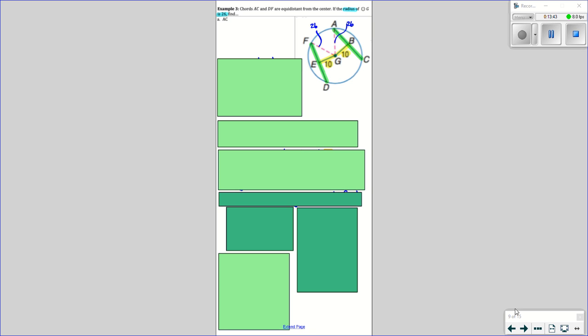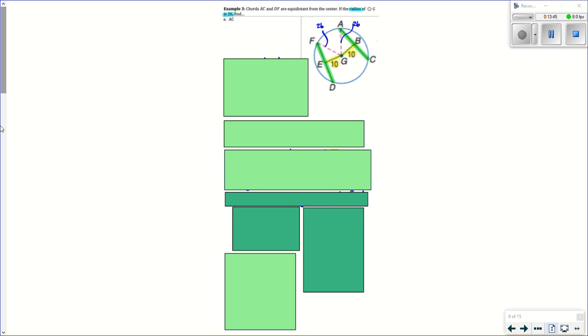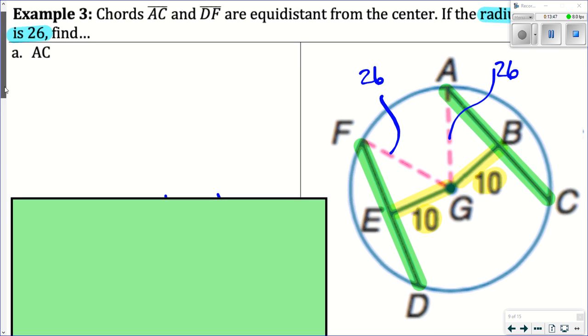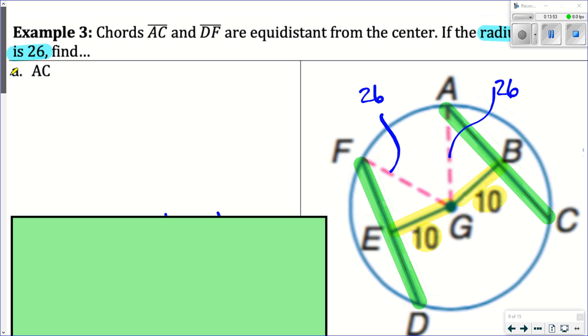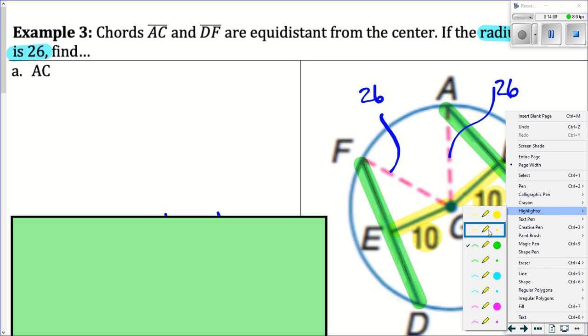Okay, so we're going to do an example based off of this. Again, this is one of those long ones. We said that chord AC and DF are equidistant from the center. If the radius is 26, they want us to find AC. So that's a chord that they want us to find, AC. And I'm going to make that in green, so that way we know what we are working with.